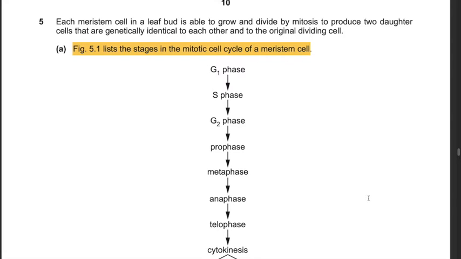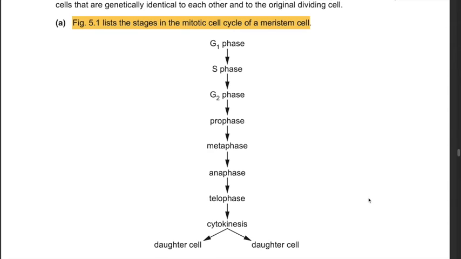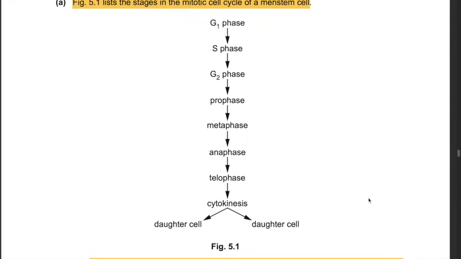So the mitotic cell cycle, as you can see over here, it consists of the G1 phase, followed by S phase, followed by G2 phase, and then the stages of mitosis, that is, prophase, metaphase, anaphase, and telophase. Easier way to remember is that PMAT, P for prophase, M for metaphase, A for anaphase, T for telophase. And then lastly is the stage known as cytokinesis, which will leave you with 2 daughter cells.